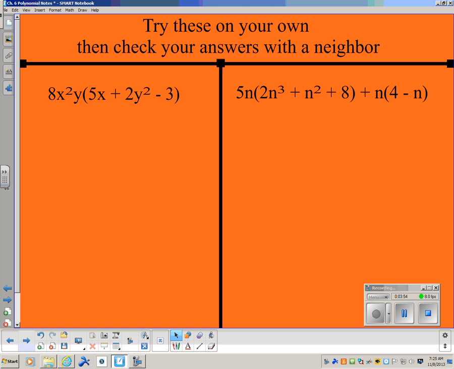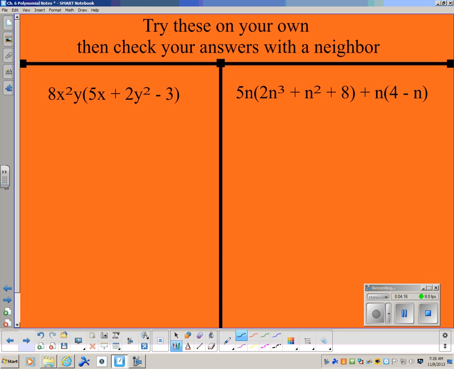So now I've got some I want you to try on your own. So go ahead, distribute that 8x squared y through the parentheses, and then try to distribute that 5n through the parentheses and that n through the parentheses, and then combine your like terms. So I'm going to go ahead and pause this for a minute here or so and have you try those out.